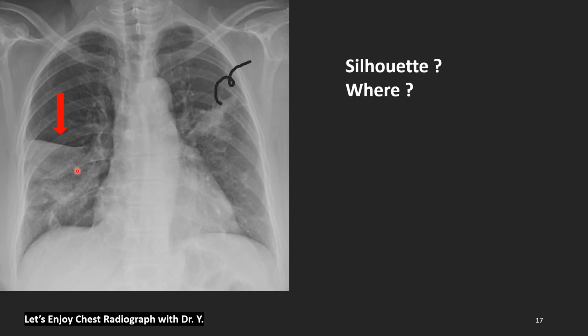Let's contemplate this lesion in the right middle lung zone. Consolidation and air bronchogram. This should be the minor fissure. This should be the right atrium, the right heart border. What happened? Let's contemplate this lesion.